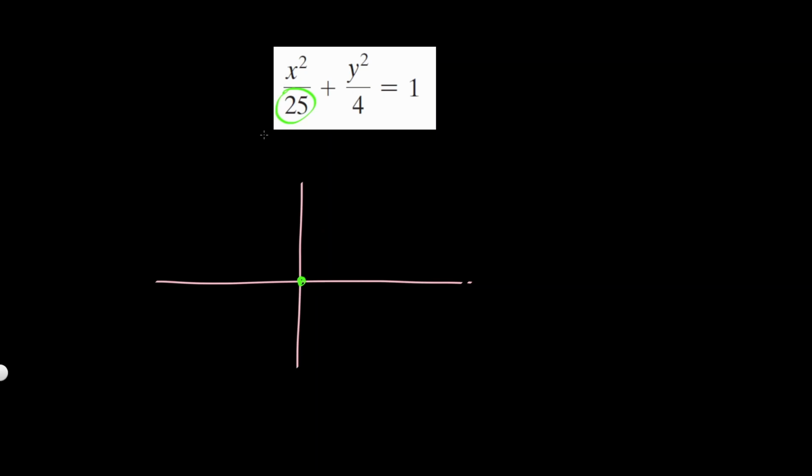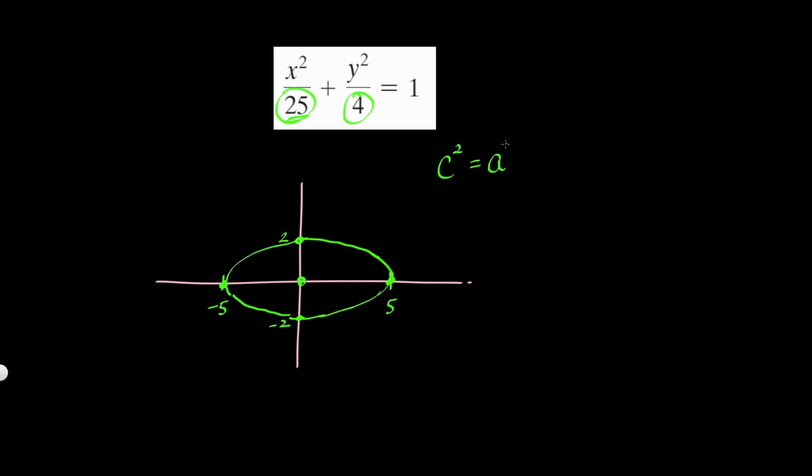So it's underneath x. X determines left and right. So we're going to go right 5 units and then left 5 units from the center. So those are the vertices. And then underneath y squared, we have 4. So you want to square root that again. It's going to go up 2 and then down 2. Okay, so those are the co-vertices. And then all you need to do is just make a squished circle looking thing. That's your ellipse here.